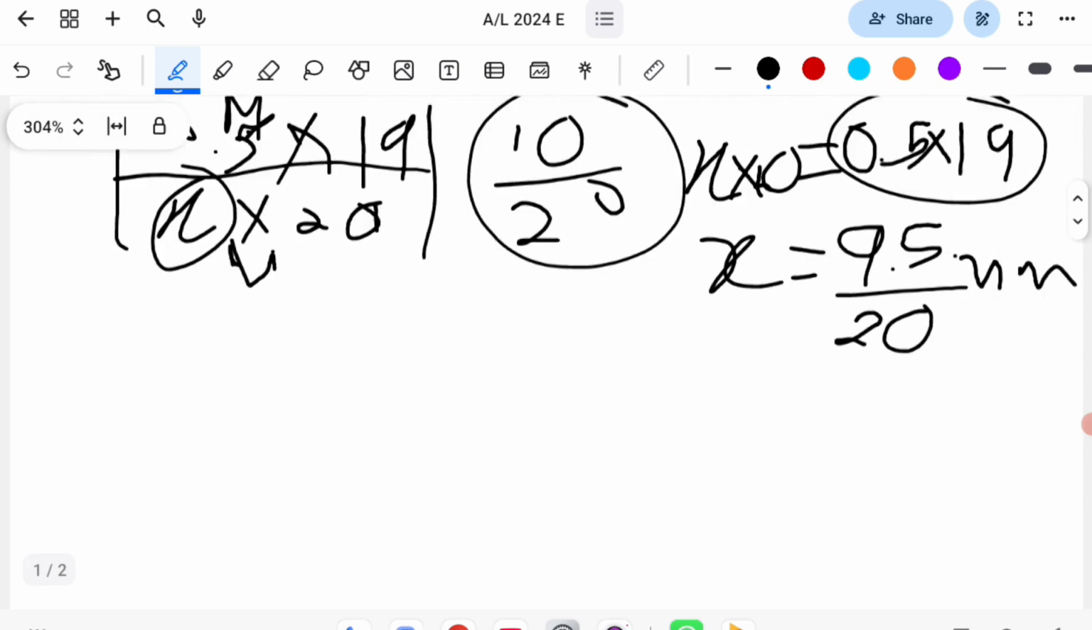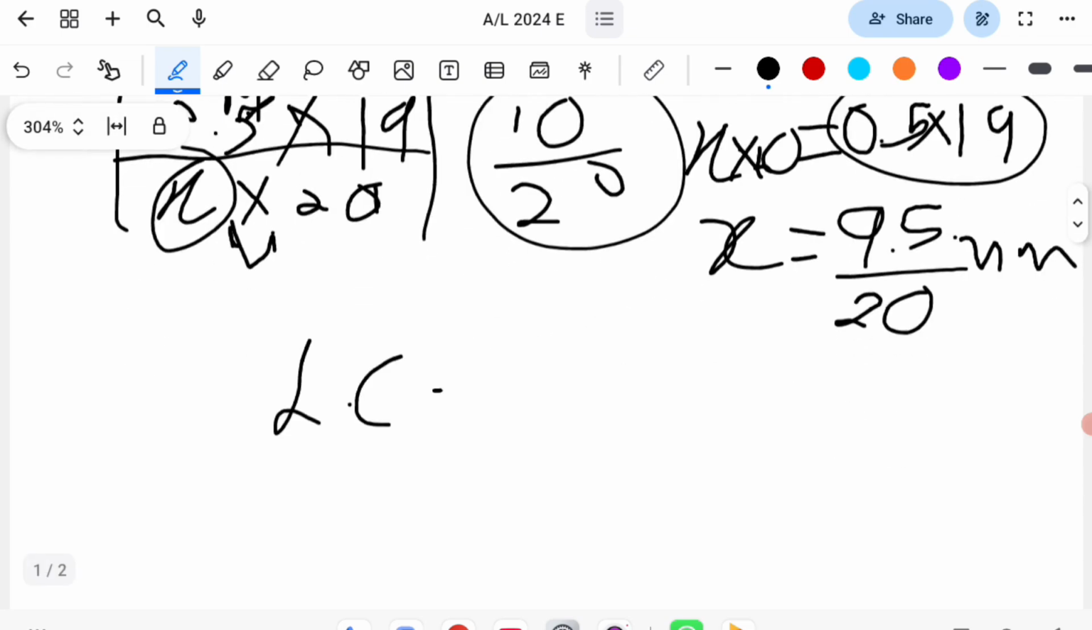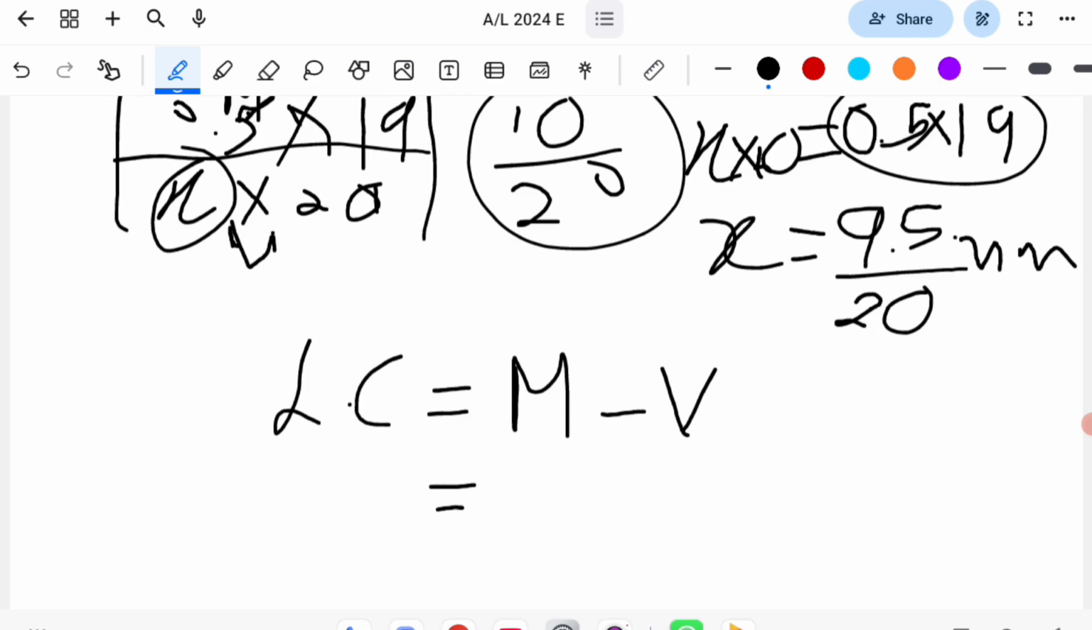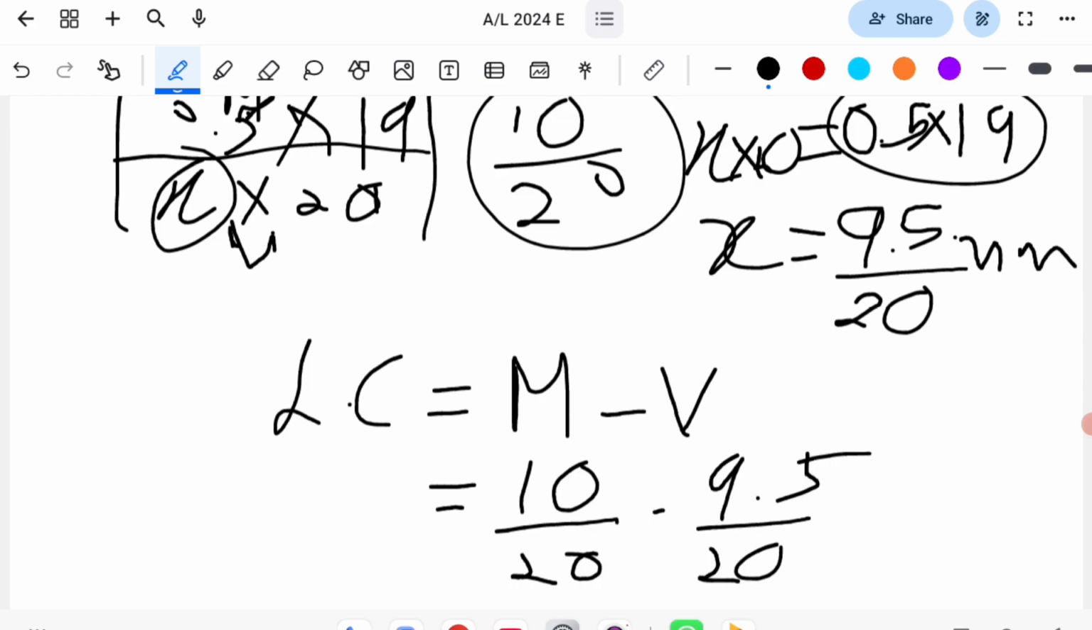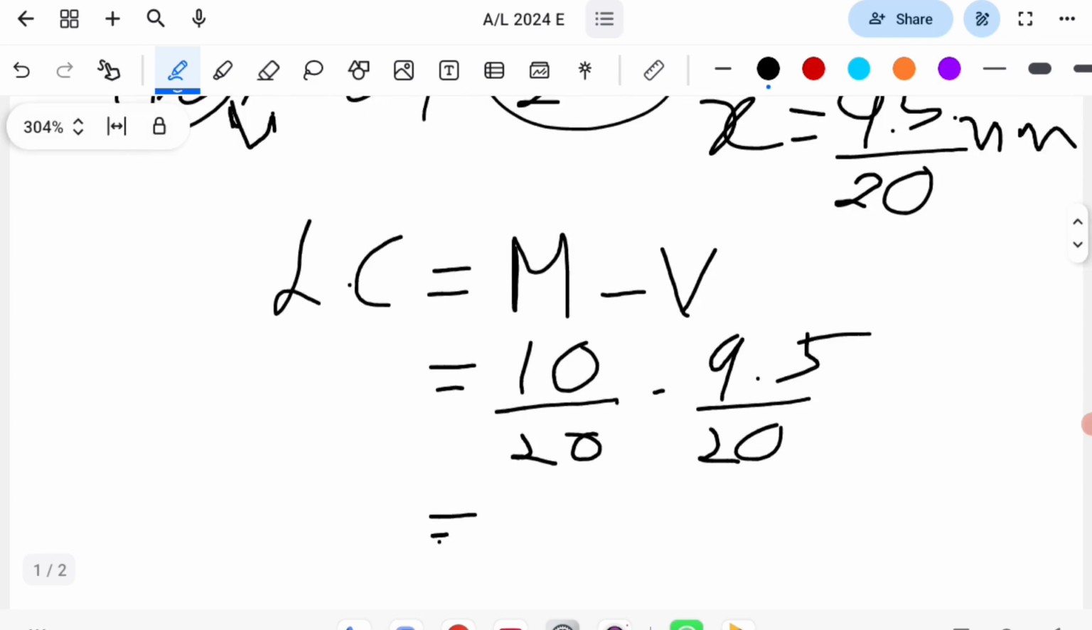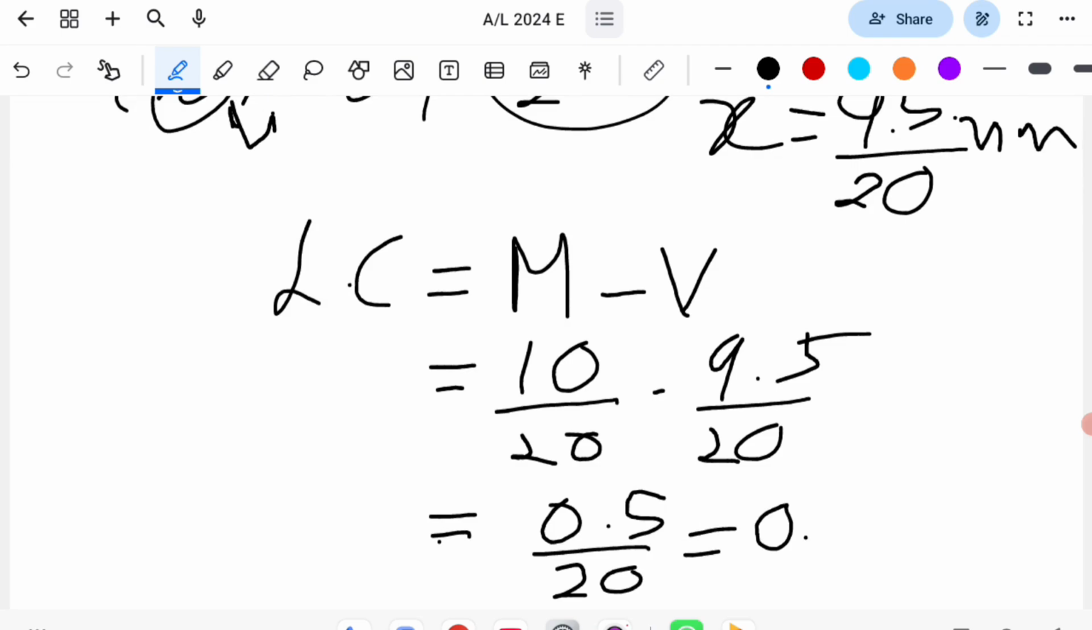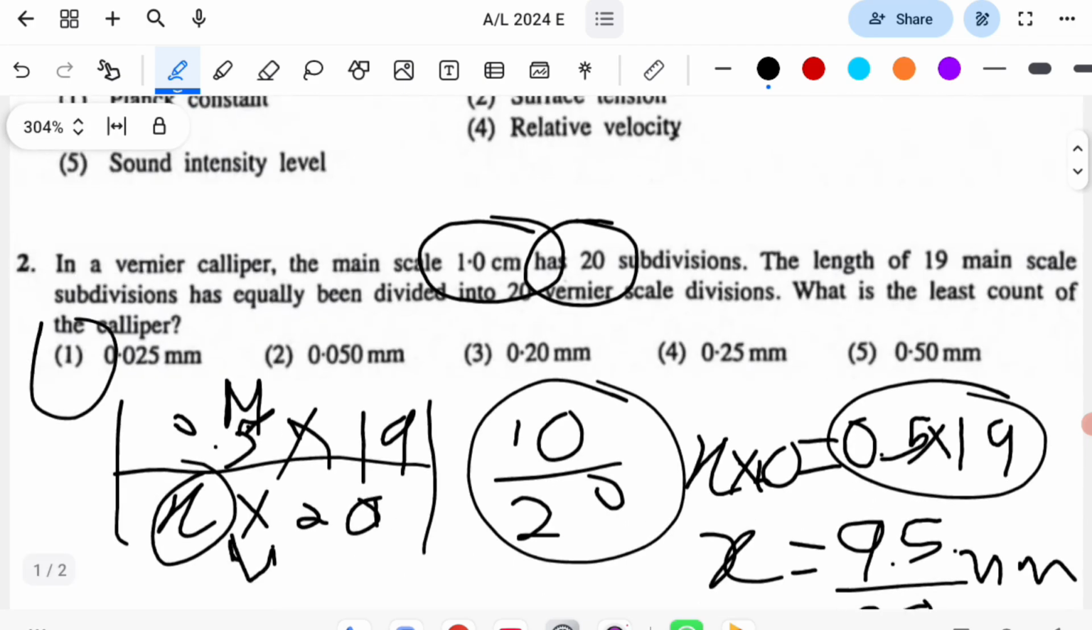Then we can use the equation. Least count is main scale division minus vernier scale division. Main scale division is 0.5 millimeters. It means we can write it as 10 over 20. 0.5 means half. We can write it as 10 over 20 minus 9.5 over 20. Then it is 0.5 over 20. We can divide it: 0 divided by 20, 0. 5 divided by 20, 0. 50 divided by 20, 10 remaining, 100 divided by 20 is 5. So 0.025 millimeters. Then the answer should be the first one for question number 2.